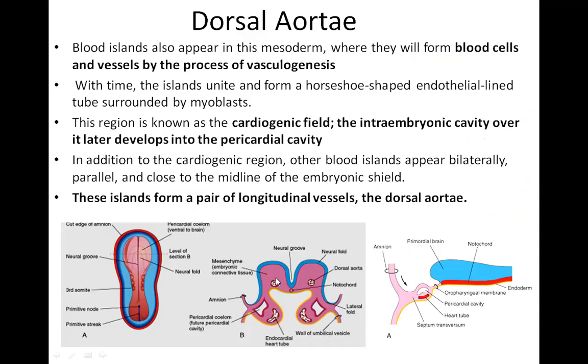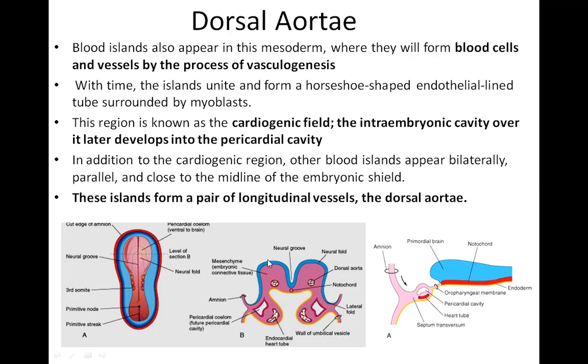So if you remember, there were two processes, the angiogenesis and vasculogenesis. So the formation of the blood islands and then fusion is the vasculogenesis, and the sprouting is angiogenesis. So with the time, these islands, they will unite and they will form a horseshoe shaped endothelial lined tube surrounded by myoblast. Okay, so this region, horseshoe shaped region, is known as cardiogenic field.